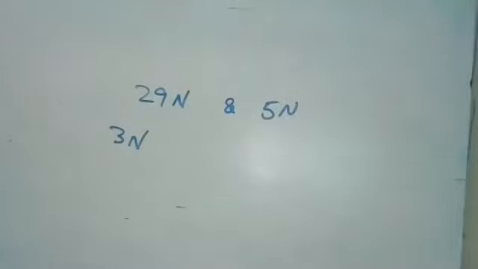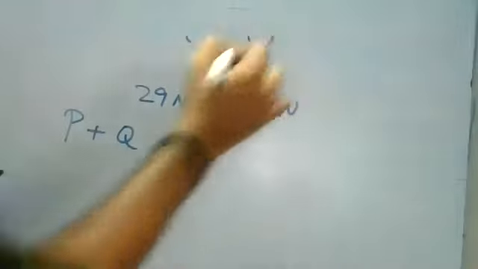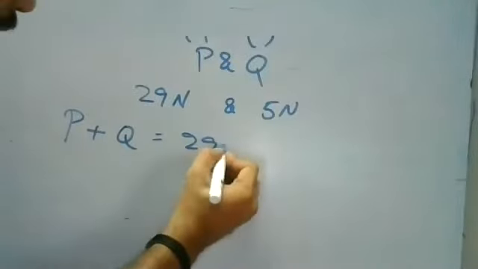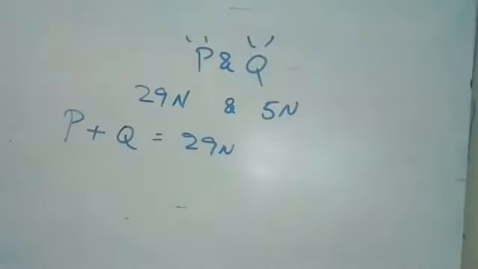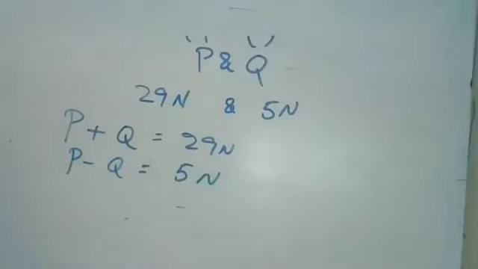Now we add 3 Newtons. What are the resultant forces? In the question they have given the greatest and the least. Remember, the greatest is P plus Q, where P and Q are the two forces, two vectors. The greatest, P plus Q, is 29 Newtons, and the least, P minus Q, is 5 Newtons.